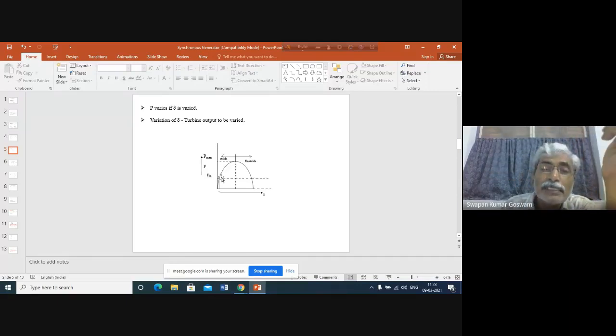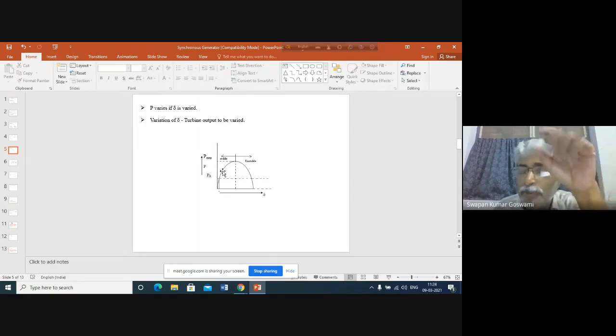As delta increases, what happens? Output power also increases, meaning the difference between the input power and output power decreases. When the output power curve crosses the input power line, input power and output power momentarily become the same. But what is the speed of the generator rotor? It is now above synchronous.